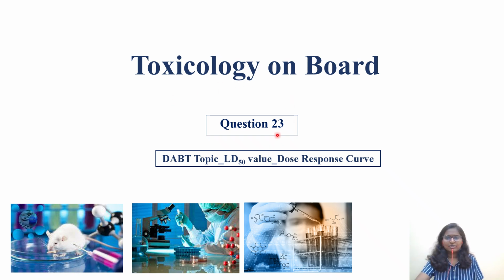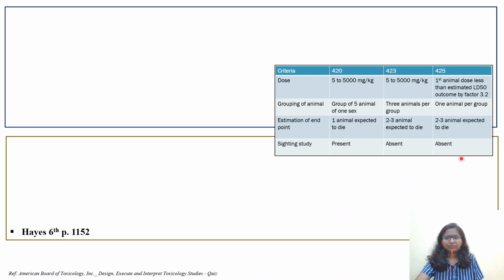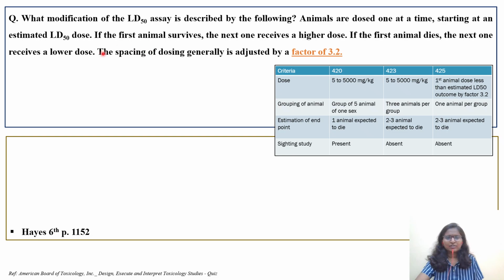Today in this video we'll discuss question number 23. The topic will be related to the LD50 value, and briefly we'll discuss the dose response curve. These are the important guidelines: OECD 420, OECD 423 as well as OECD 425. These three guidelines deal with acute toxicology studies. Let's see what question we have.